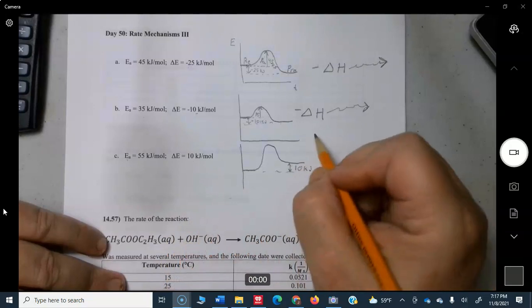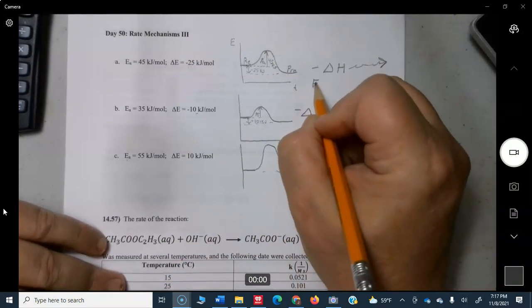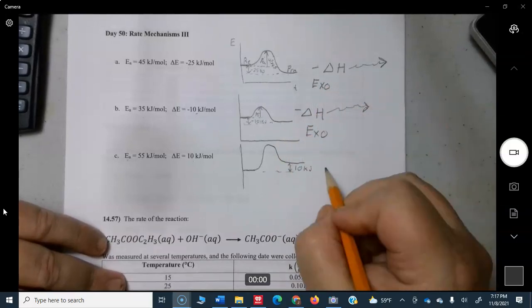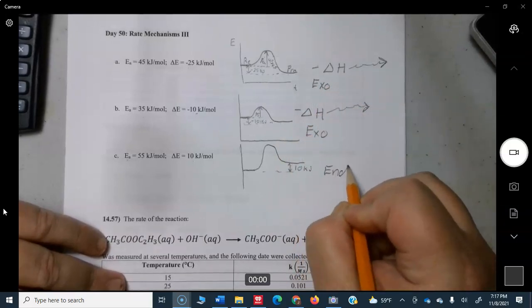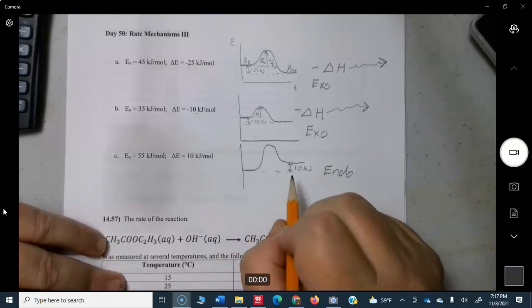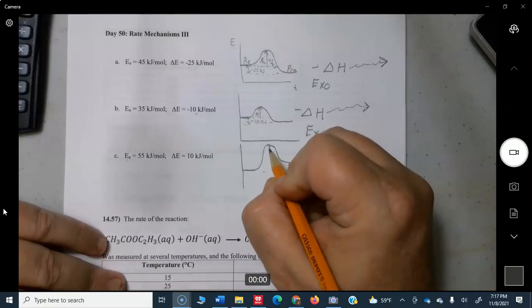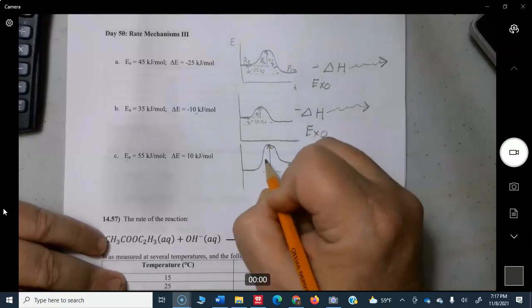And this is endothermic, so these two are exo, and this one is endo. Heat had to go into it. It ended up with more heat than it gave off. So it was a positive 10. Now the activation energy is this, and that's 55 kilojoules.